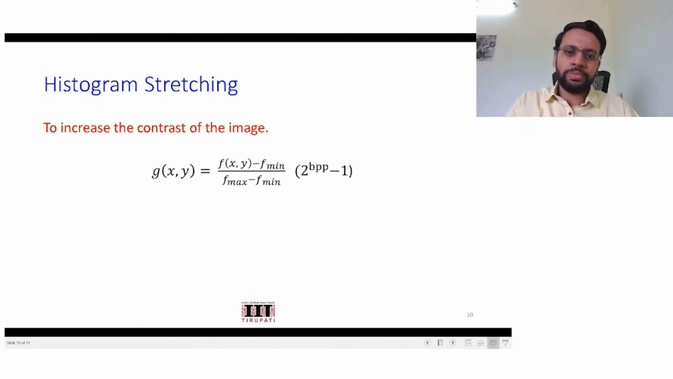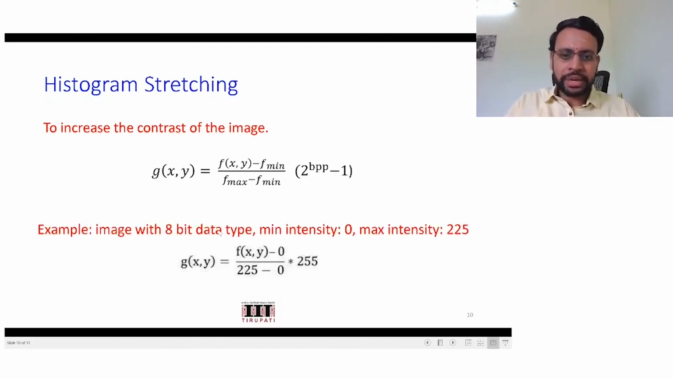A similar example here: suppose an 8-bit data type, minimum intensity being 0, maximum intensity being 225. So what would happen now? Assume that there are already 0 intensities in your image, so f of xy minus 0 would remain f of xy in the numerator, and in the denominator, the image maximum is 225, so it gets divided by 225. For the maximum, when f of xy is maximum, this is going to be 1, and since you are multiplying it with 255, that gets mapped to 255.